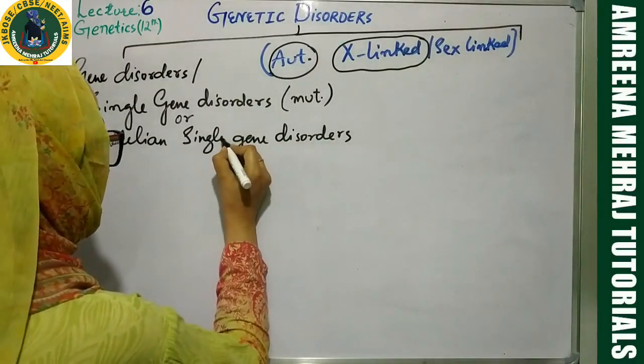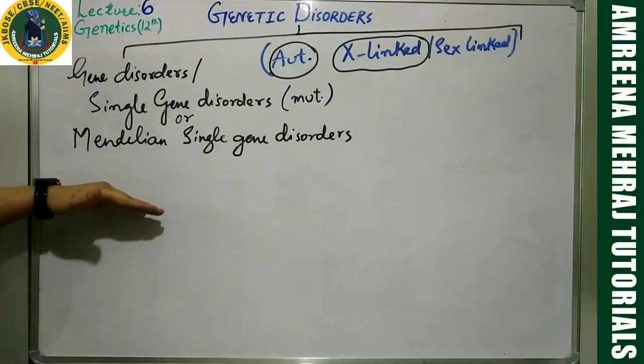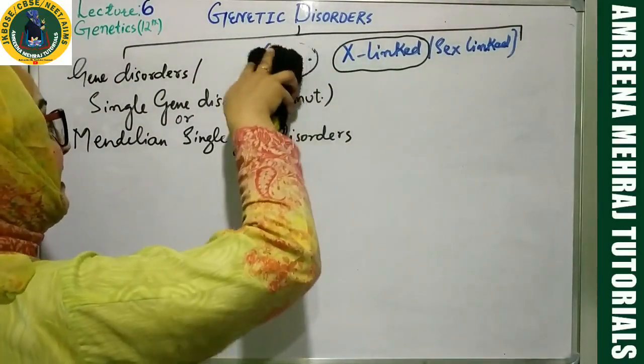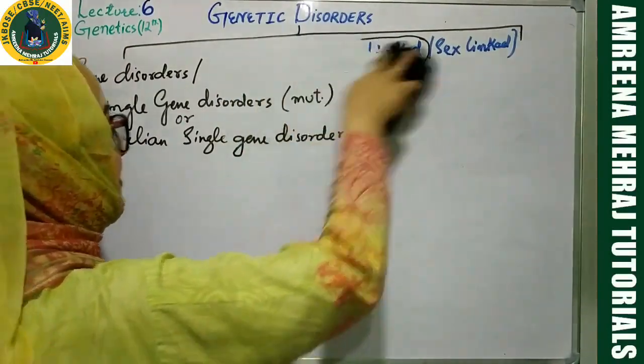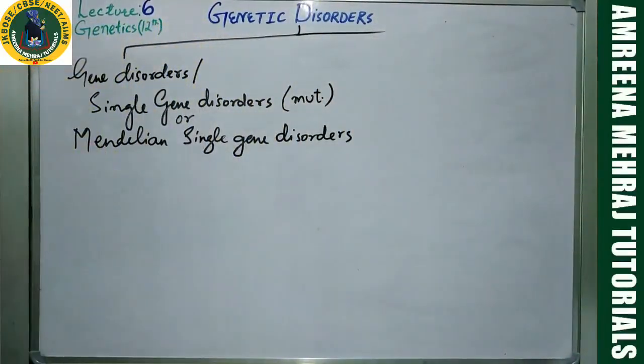So let us now try and analyze. You should ask me, ma'am, why are you giving us this further knowledge? Because we have to classify single gene disorders. Let me tell you how we have to classify these single gene disorders. They will be further divided into two types.